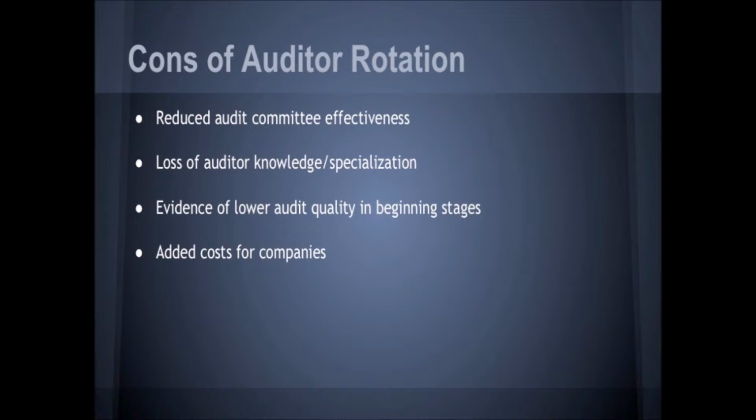There has been academic evidence of lower audit quality in the beginning stages of an audit. In the first few years, the audit quality is shown to be lower as compared to later on in the process. And then a big reason that many people have opposed auditor rotation is the added cost for companies. Many believe that because of the early stage lower audit quality, learning the new companies, learning the processes, it really adds up to more hours the auditor puts in, which ends up being more cost for the companies.